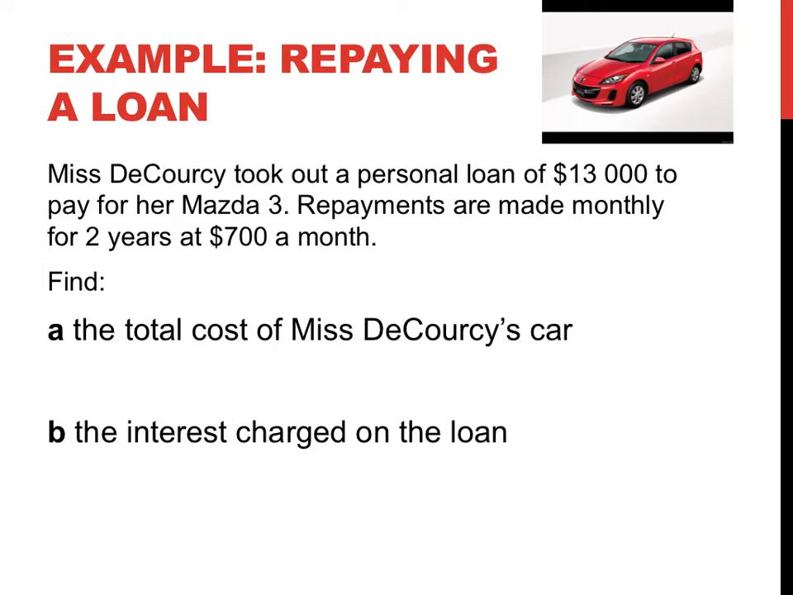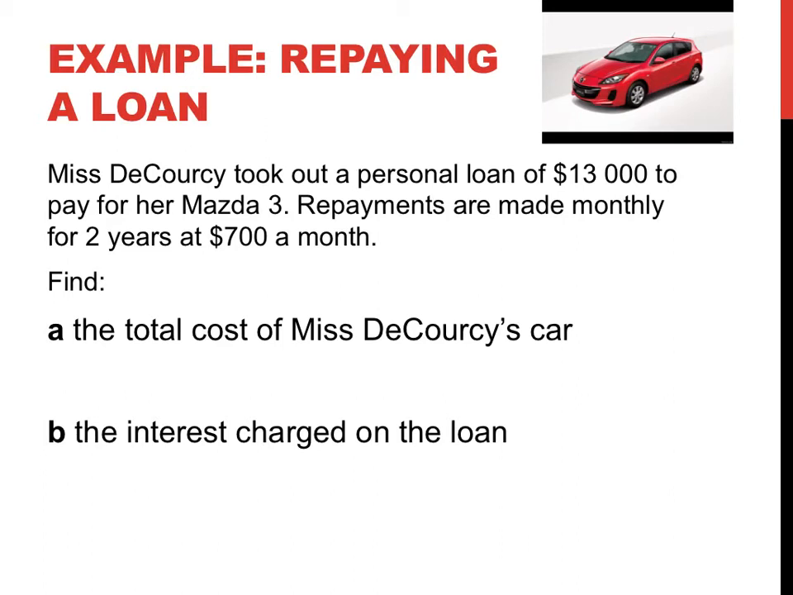Okay, let's have a look at a real world example. I thought I might as well do it for you. I took out a personal loan of $13,000 to pay off my Mazda 3. The repayments I make monthly, and will make for 2 years, are $700 a month. Now, it's not usually that much. Normally you only pay about $300 or $400, but that's for a 5 or 6 year loan. I decided to make mine a really short loan and pay $700 a month.